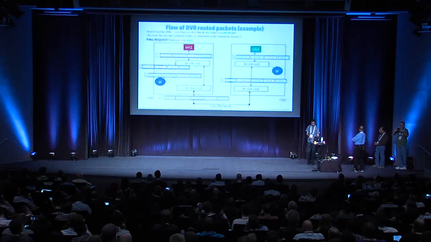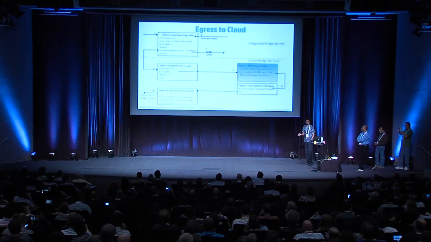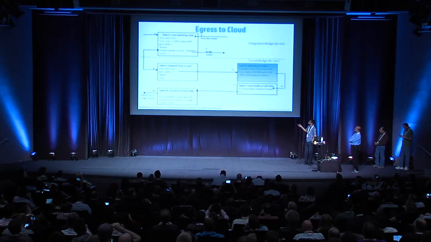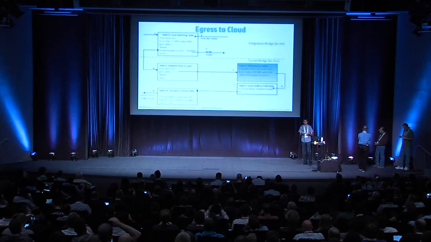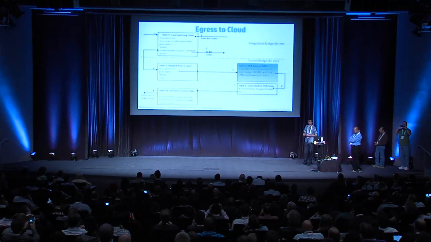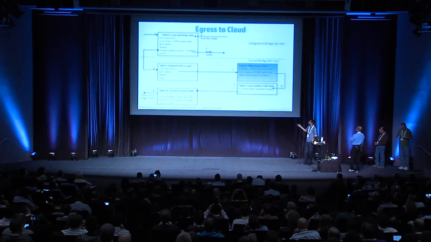We'll go a bit deeper into what typically happens in the bridges themselves. As we saw on the last slide figure, we had an integration bridge and a tunnel bridge which cooperate with each other to figure out how a packet is distributively routed and how to send it out and also how to consume it in. So here, if you see, we introduced three new tables.